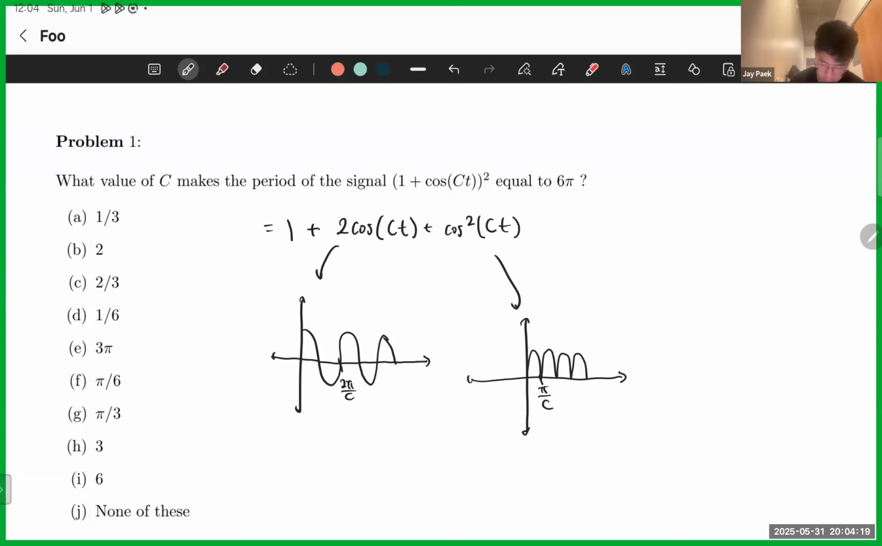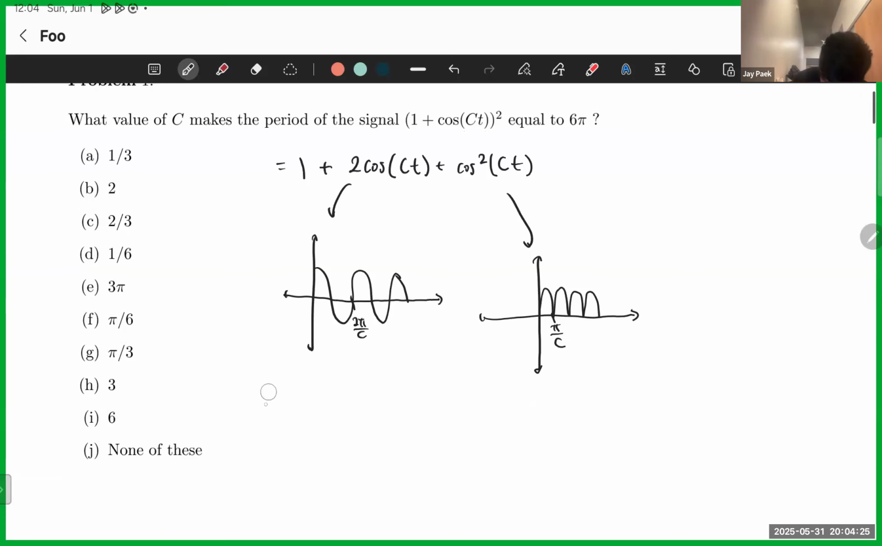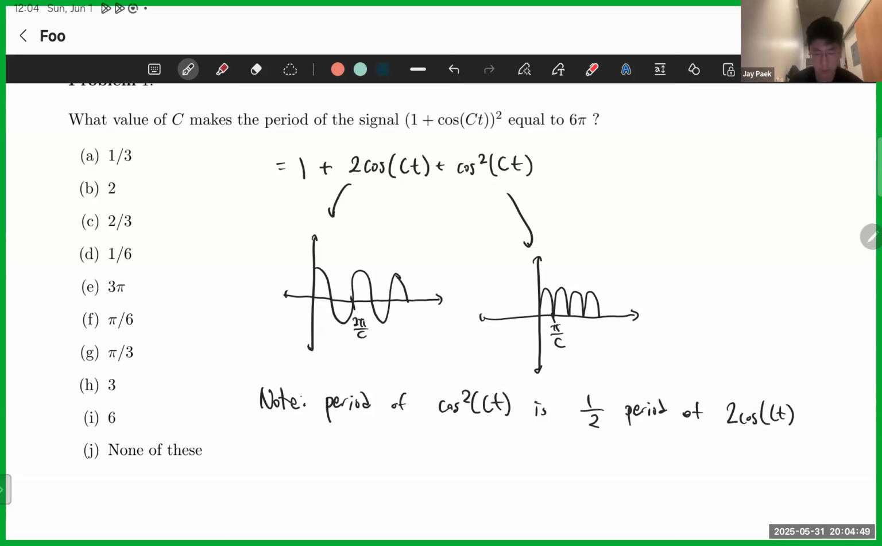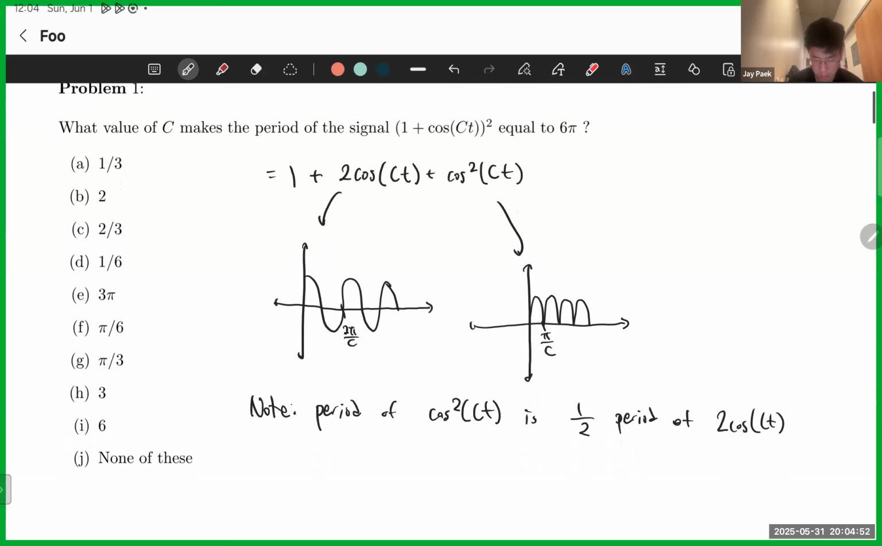Furthermore, note the period of cosine squared ct is a direct multiple of it. So it's 1/2 the period of our other function. And so all we need to do is work with this one, and then this one will interweave itself between the graph of 2 cosine of ct.